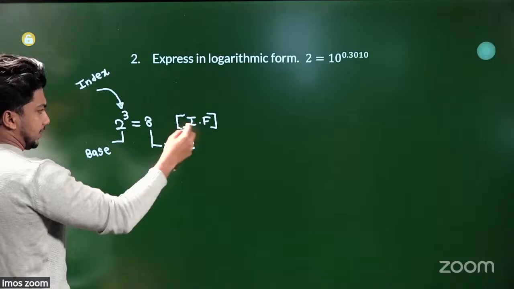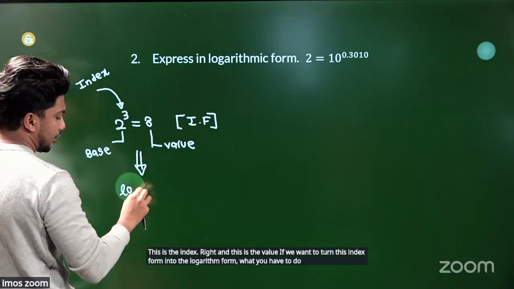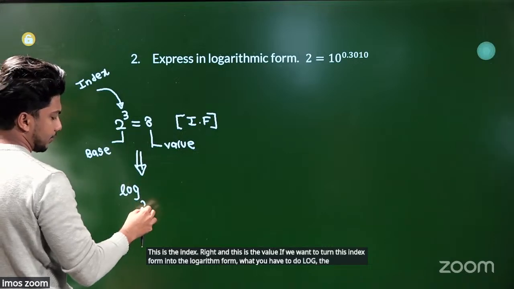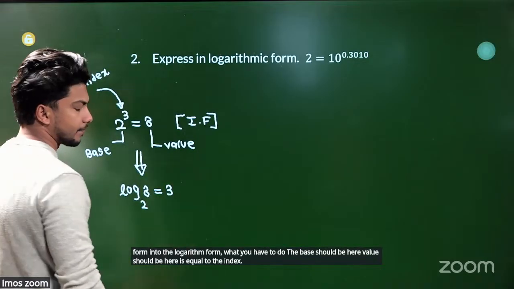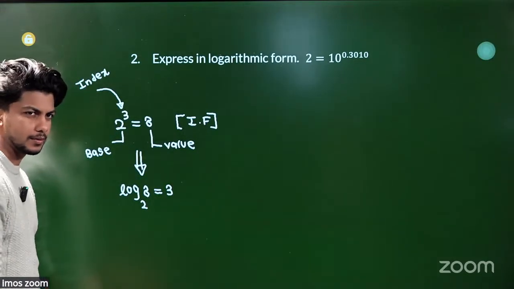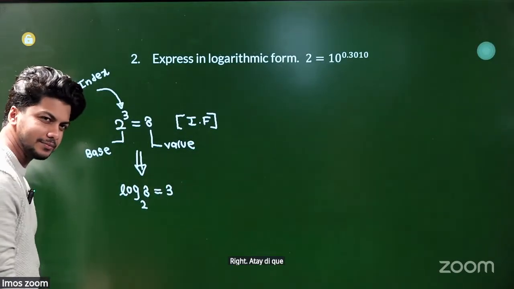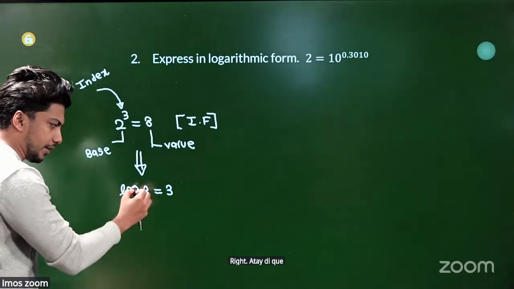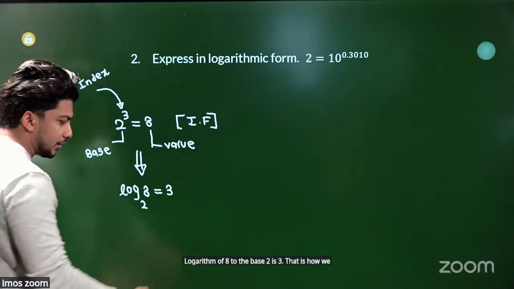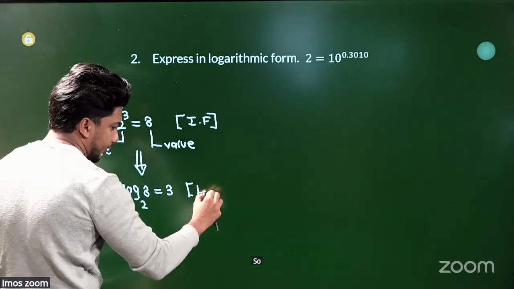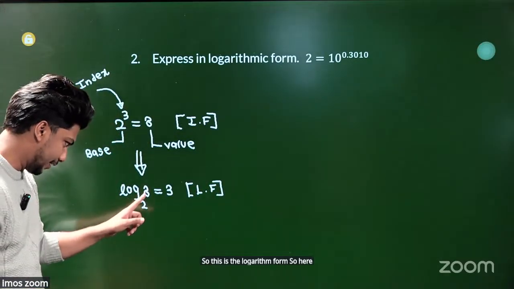If you want to turn this index form into the logarithm form, what you have to do? Log. The base should be here, the value should be here, is equal to the index. Right. Logarithm of 8 to the base 2 is 3. That is how we read that. So this is the logarithm form. Here you can understand that 8 is 2 to the power 3.